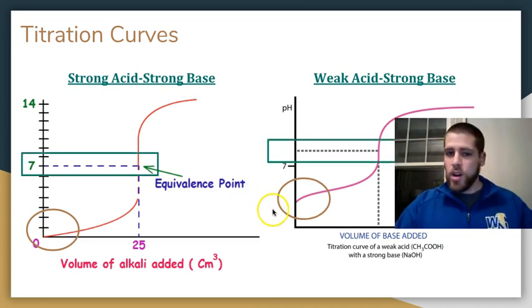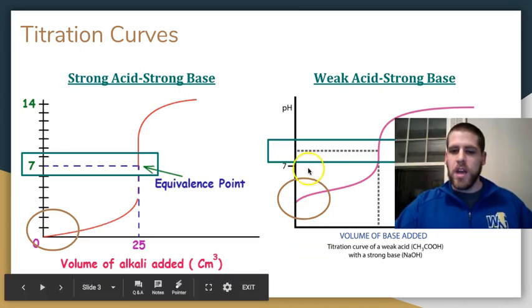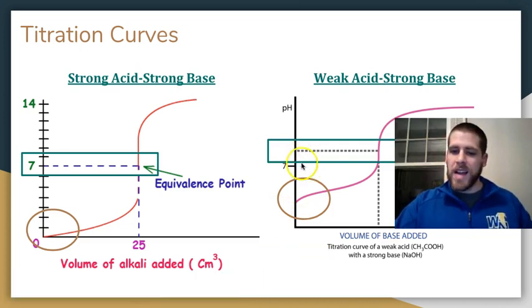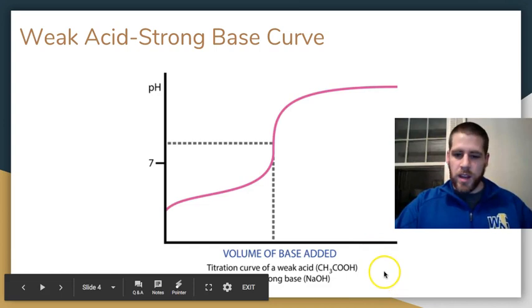Now, the other thing to note is where the equivalence point is. With a strong acid, strong base, it's going to be exactly at 7, because both are fully dissociating, you're going to end up with a neutral salt. With the weak acid, strong base, the equivalence point is actually a little bit above 7. And that's because the base is strong and the acid is weak. Let's look at that in a little more detail.